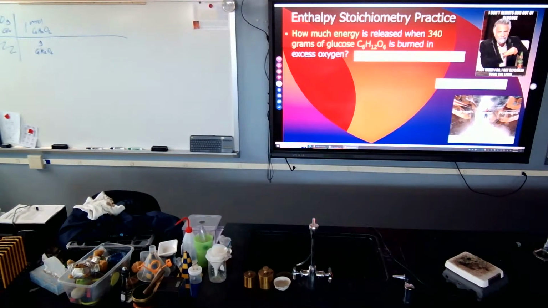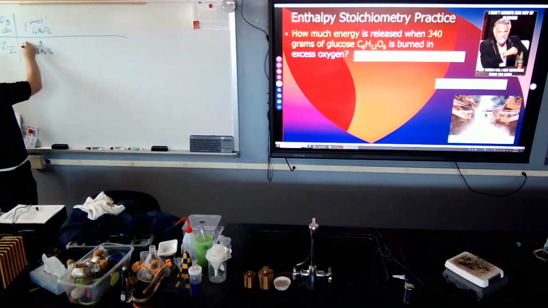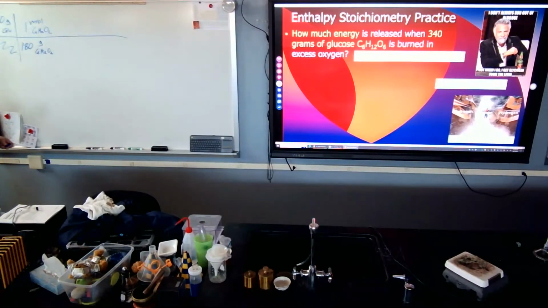180.156. That's what I got too. 180.2. I got 180. So 180 grams per mole for glucose?